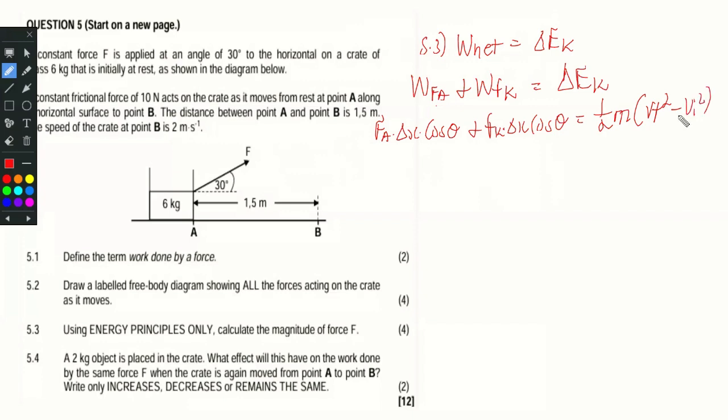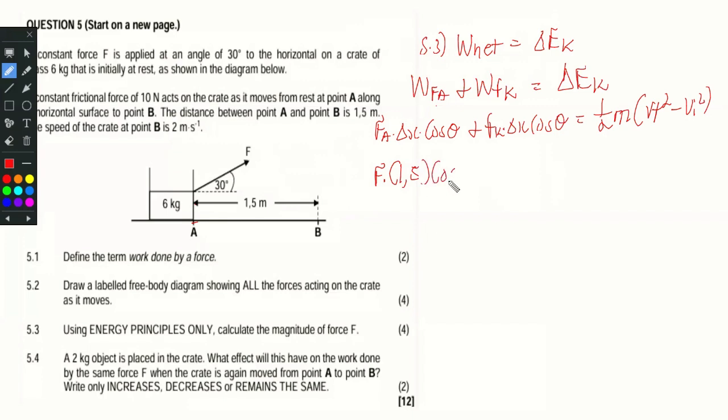Now I want you to note something with this one, right? I want you to be very careful with this one. So here we're going to break it down. Fa is the force applied. That's what we are looking for. And then what is the displacement? They say it covers 1.5 meters going from point A to point B. So I'm going to put 1.5.